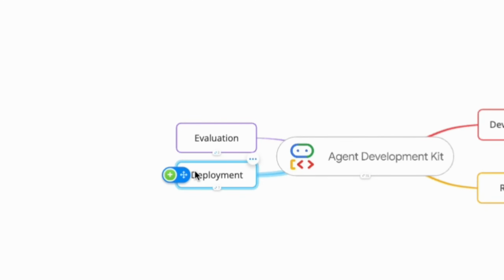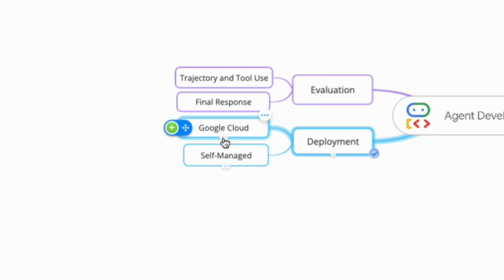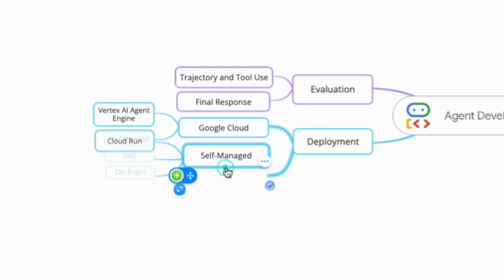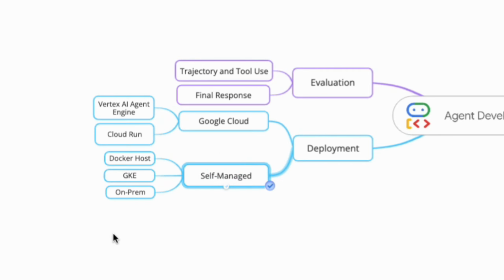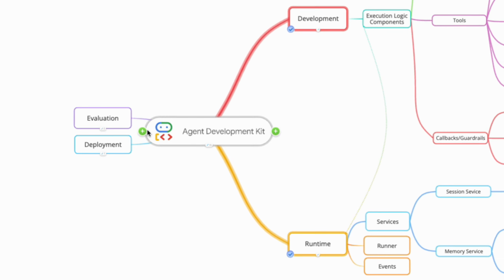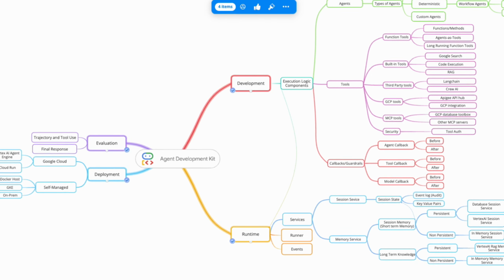Let's now take a look at the other components like deployment and evaluation. Evaluation allows you to evaluate the quality of an agent, and deployment allows you to deploy the agent in either a cloud environment or in your own self-managed environment. Deployment components can use the new Vertex AI Agent Engine, which we will take a look at in our forthcoming examples. All these components make the Agent Development Kit a must-have tool for any developers looking to build, test, evaluate, and deploy agents in any environment.